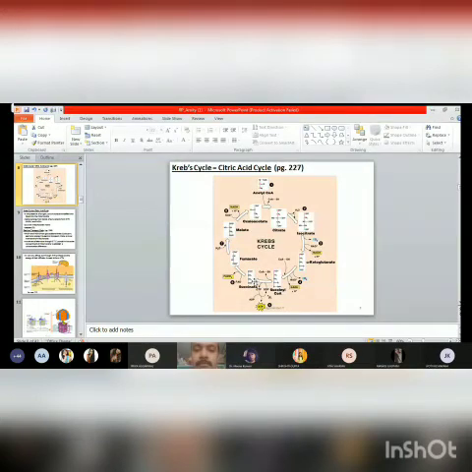And one more important thing is succinyl-CoA is taken away for synthesizing heme of hemoglobin and cytochromes. This is one important piece of information. This Krebs cycle is a very central pathway in metabolism because it is amphibolic, being both catabolic and anabolic in nature.